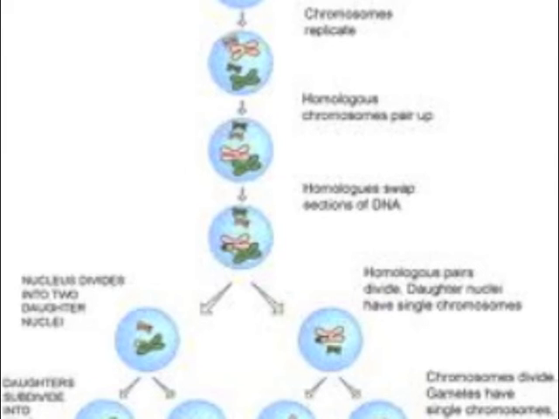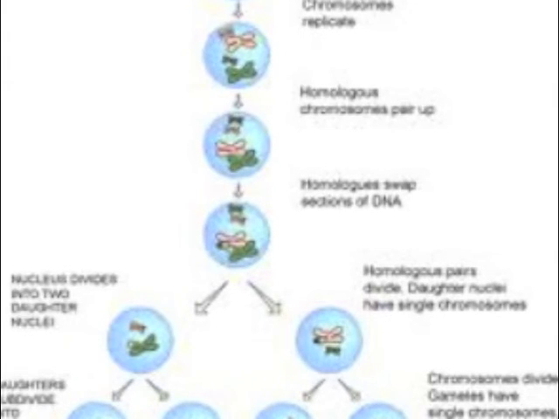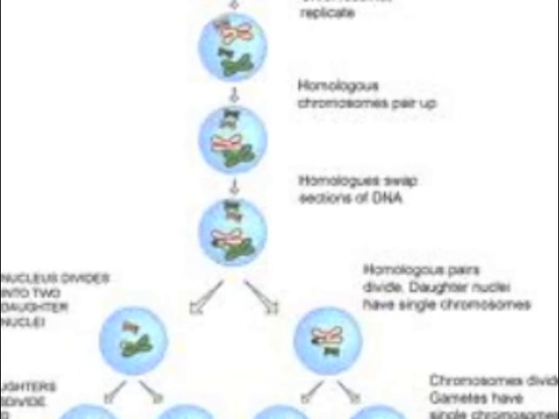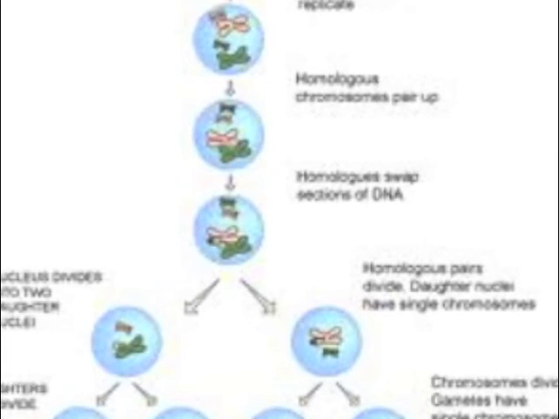Meiosis 1 is the separation of homologous chromosomes. Crossing over occurs here and results in two haploid daughter cells, consisting of two sister chromatids. Meiosis 2 is the separation of sister chromatids. This occurs simultaneously in the two new daughter cells, resulting in two more haploid daughter cells.